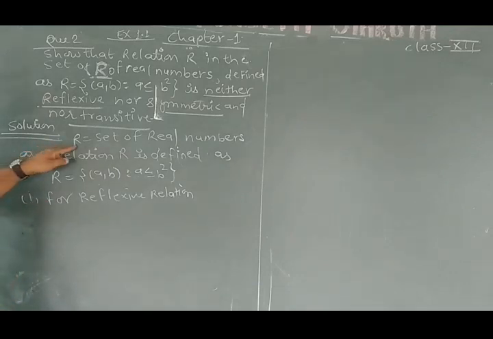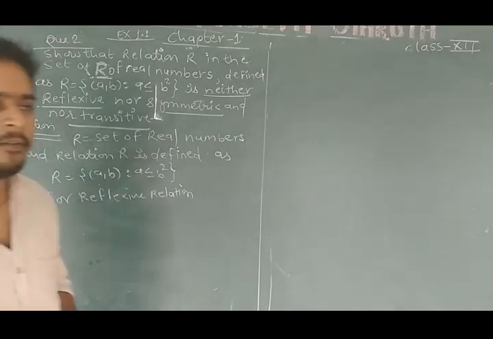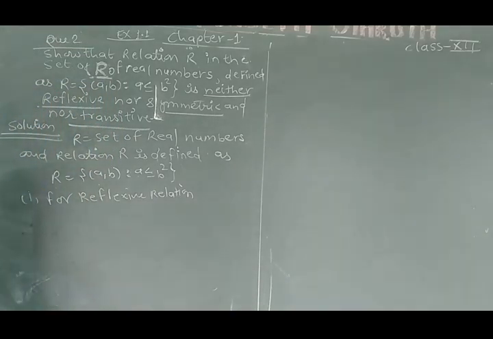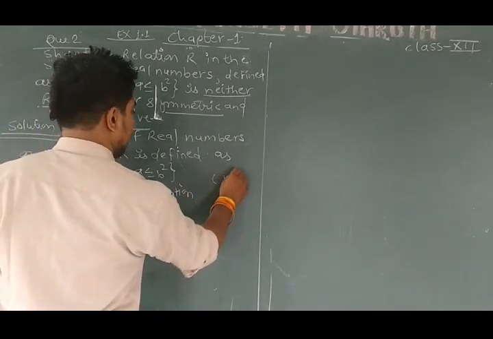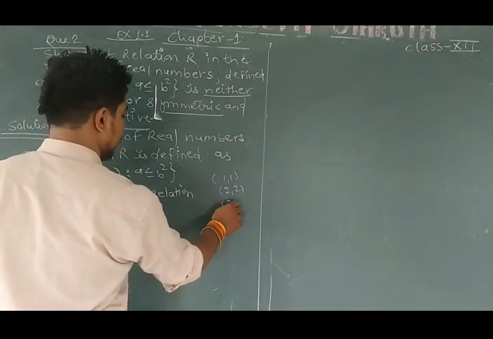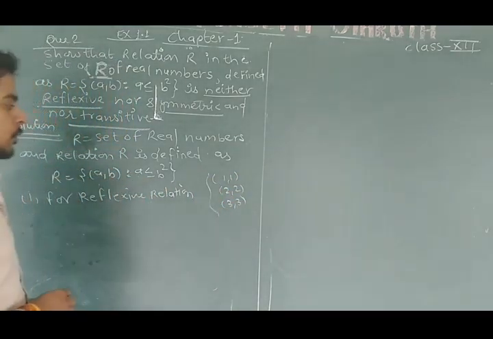R is the set of real numbers, and in the set of real numbers there are so many real numbers. It is very difficult to write all the ordered pairs of the given real numbers. So we will see only those ordered pairs from which we can prove that the given relation is not a reflexive relation. So if we take 1, 2, 3.